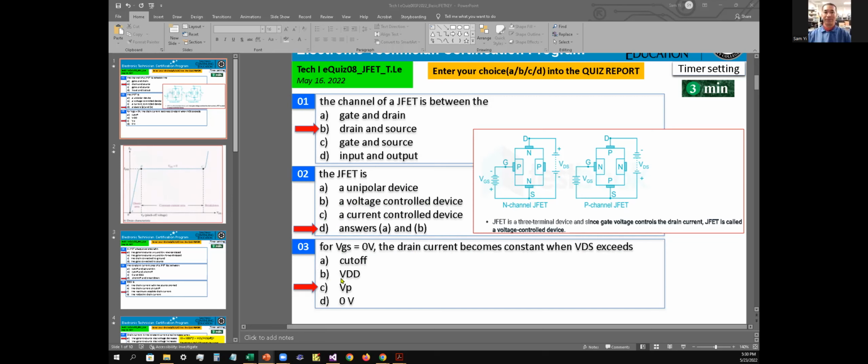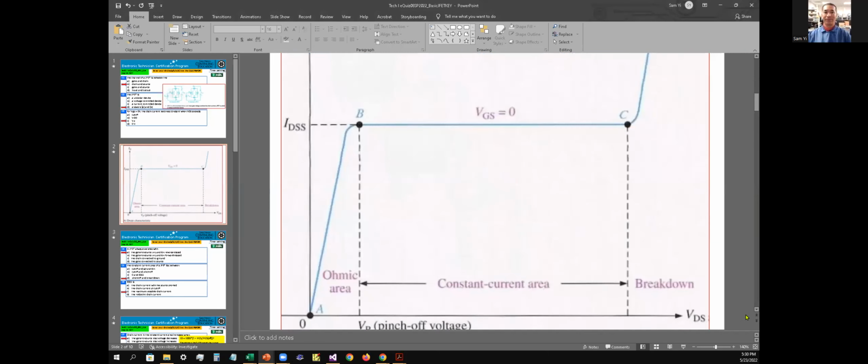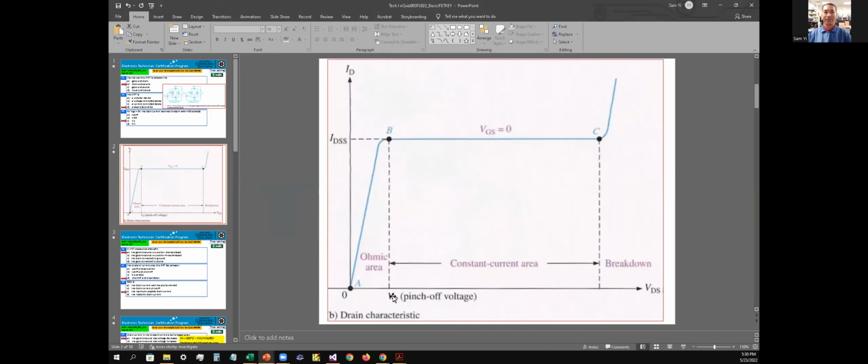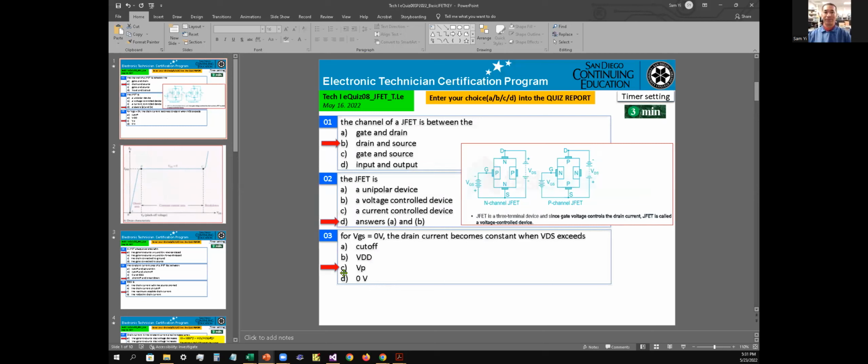Number three, for VGS equals 0 volt, the drain current becomes constant when VDS exceeds VP. That is from the lecture. You go from the pinch off all the way to the breakdown. That is your constant IDS right here, the constant current area. So the answer is C as in cat for number three.